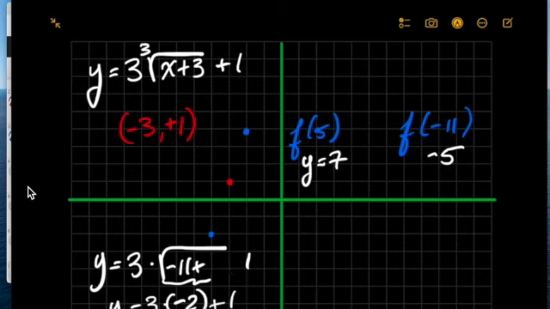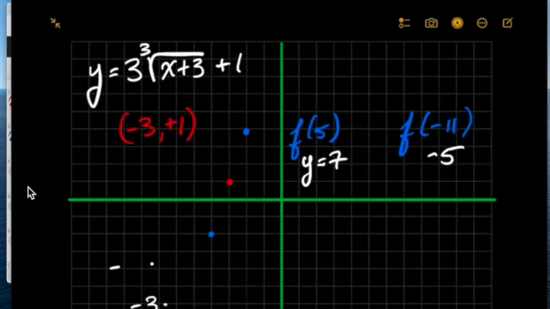We are now going to plot these points and get a more precise plotting. Okay, so our first point is going to be 5, 7. And our final point is going to be x equals negative 11, y equals negative 5.